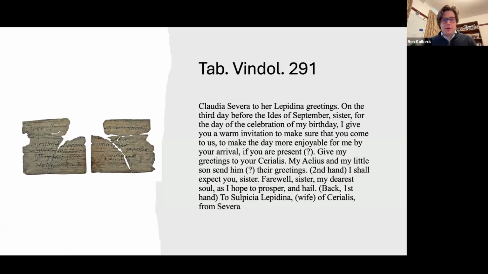So here we read, Claudia Severa to her Lepidina, that's the wife of Cerealis, greetings. On the 3rd day before the Ides of September, sister, for the day of the celebration of my birthday, I give you a warm invitation to make sure you come to us, to make the day more enjoyable for me by your arrival, if you're present. Give my greetings to your Cerealis, that's the commander. My Aelius, so her husband, the commander of that other fort, and my little son send him greetings.